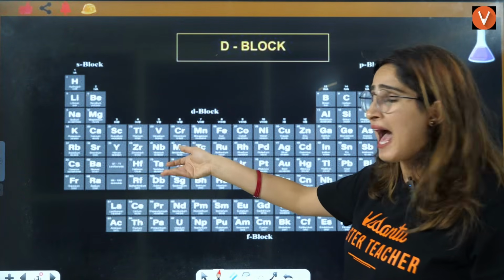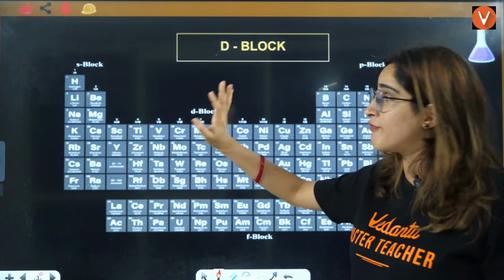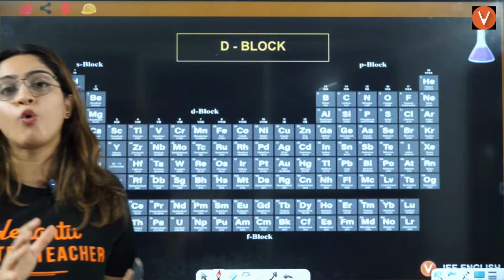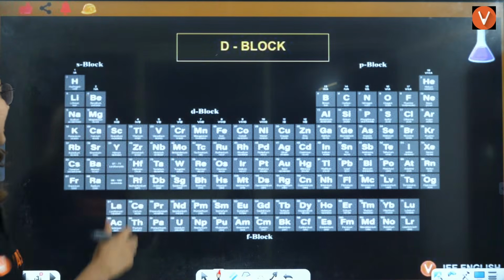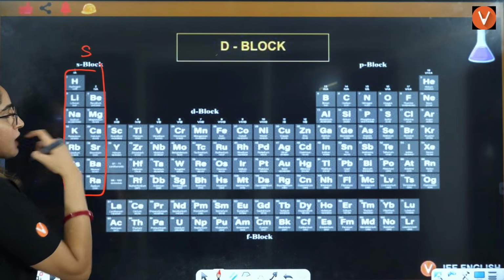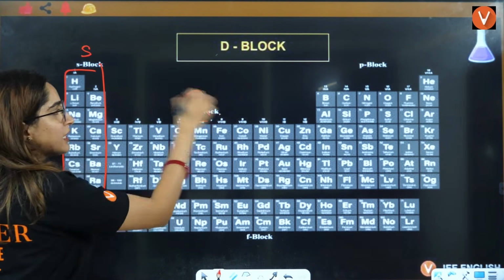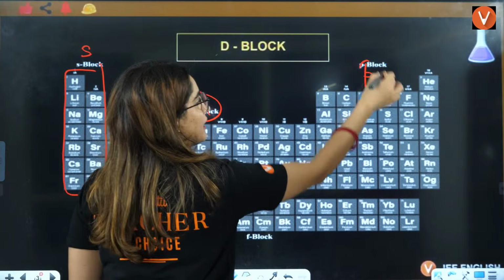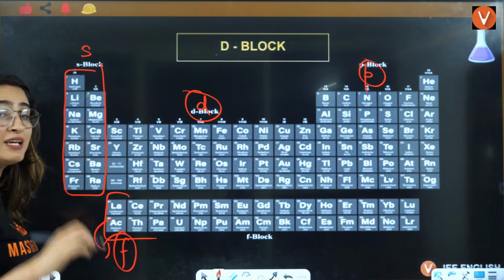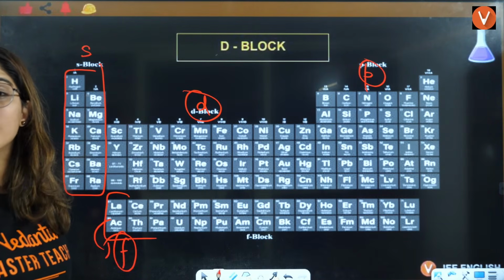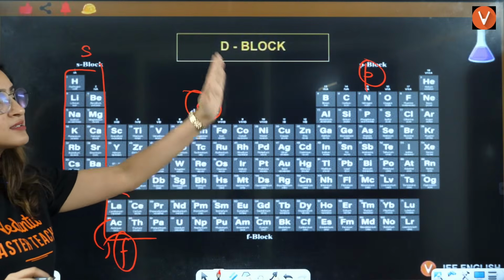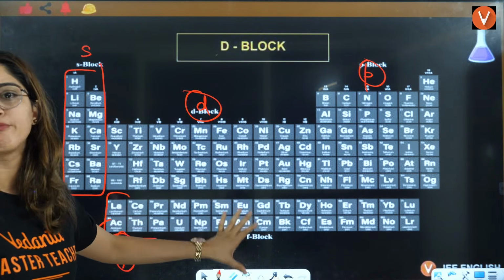Why do you have the F block as F block? Why do you have the S block as S block? Yes, because of the outermost electron. In here, the outermost electron is in S. Here, the outermost electron is in D. Here, the outermost electron is in P. And in these elements, the last electron was in F. That's why this is S, this is D, this is P, and this is called F block, right?